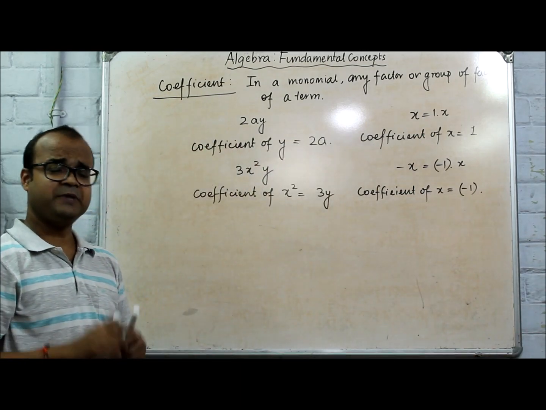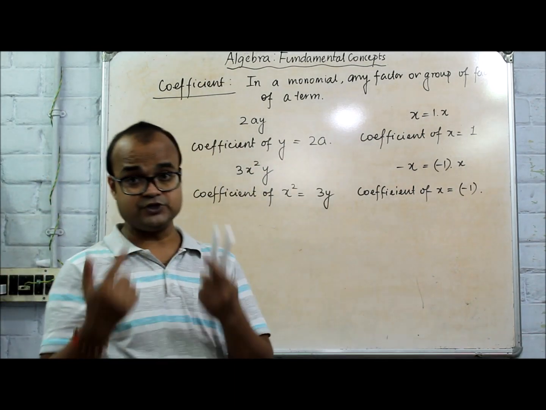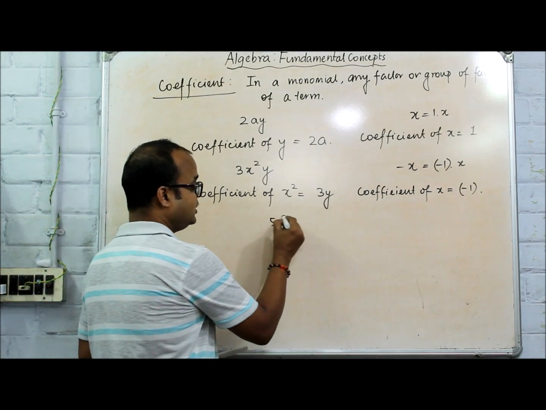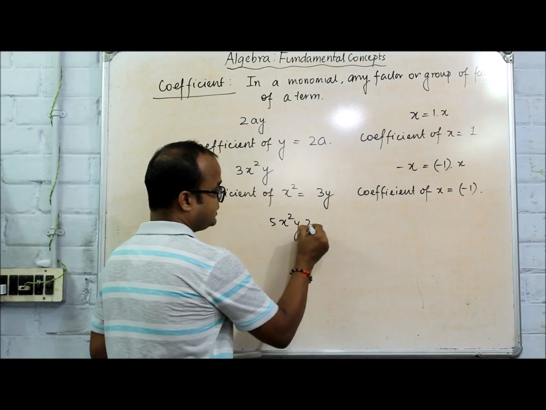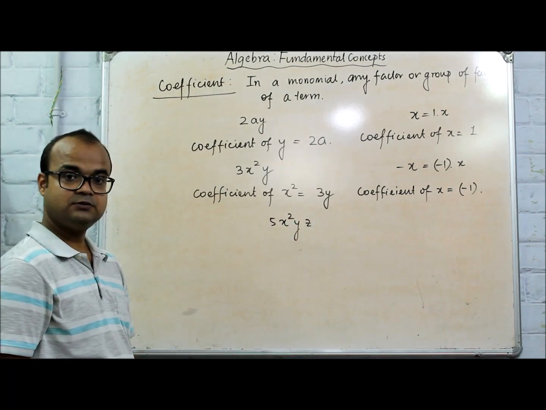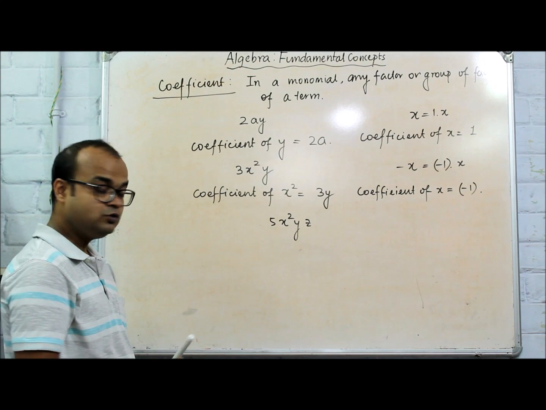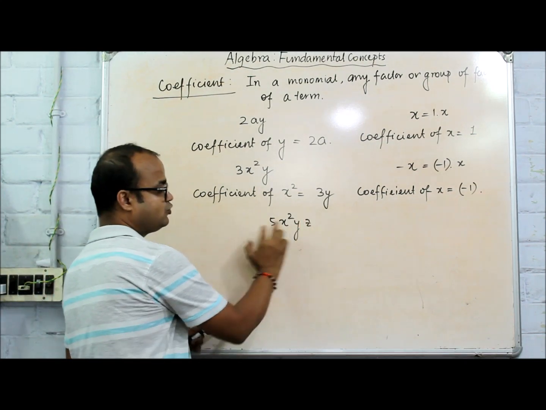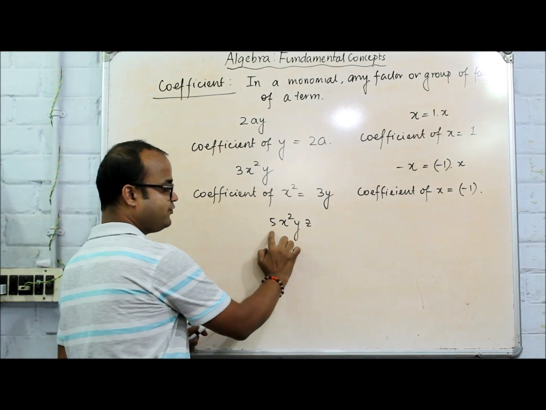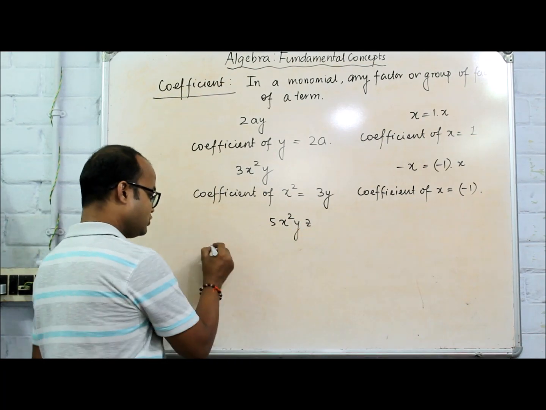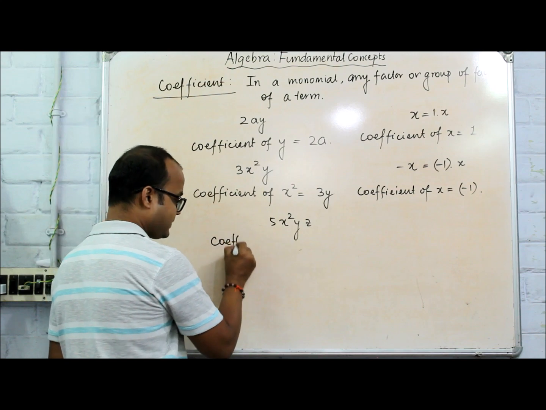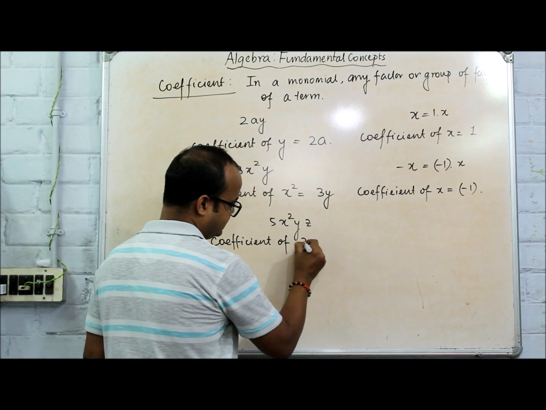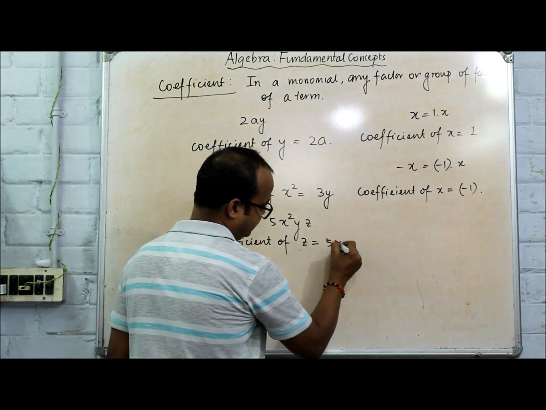So coefficient, make it very simple. Whatever coefficient is asked, suppose I ask what is the coefficient of z here, what you need to do? Hide this term. What is the term left here? 5x square y. So coefficient of z is equal to 5x square y.